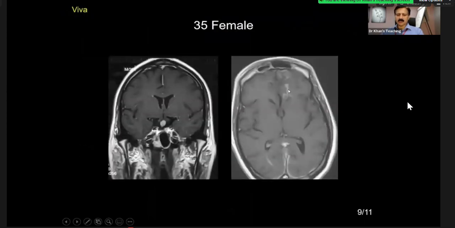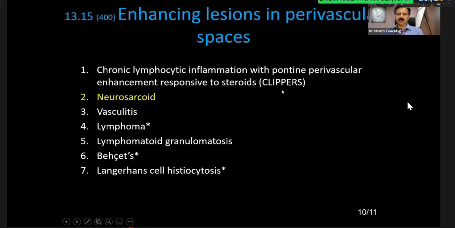So if you see here, there was an infundibular lesion, the unifying diagnosis, meningeal enhancement. This one, of course, is intraparenchymal, but if you look carefully, it goes all the way to the cortex, indirectly telling you the connection.